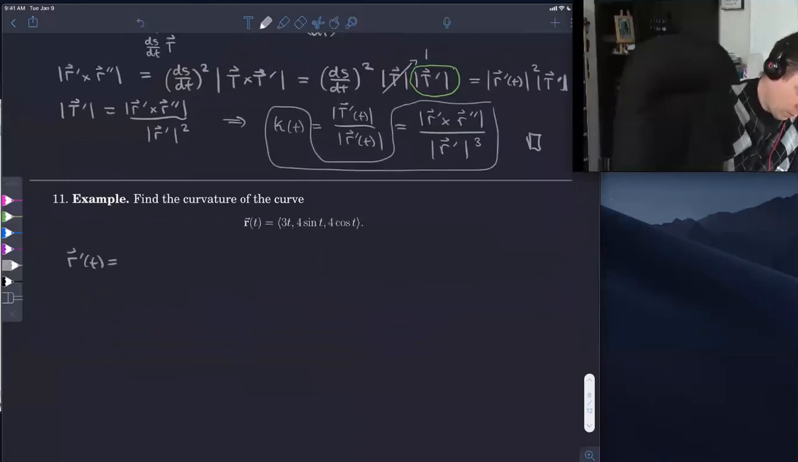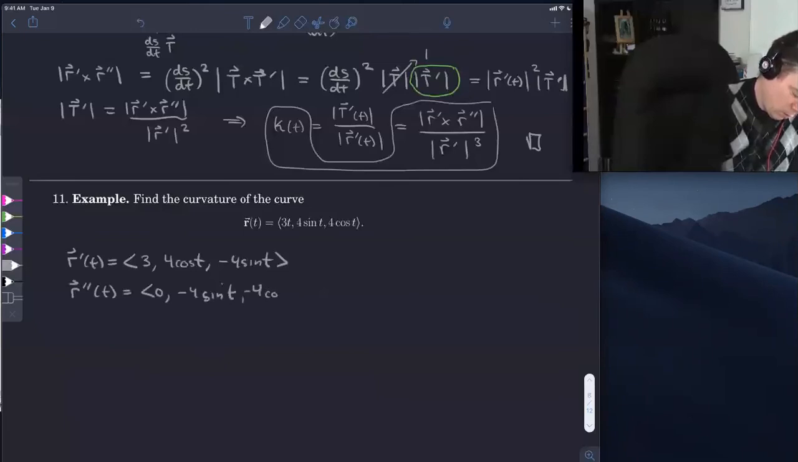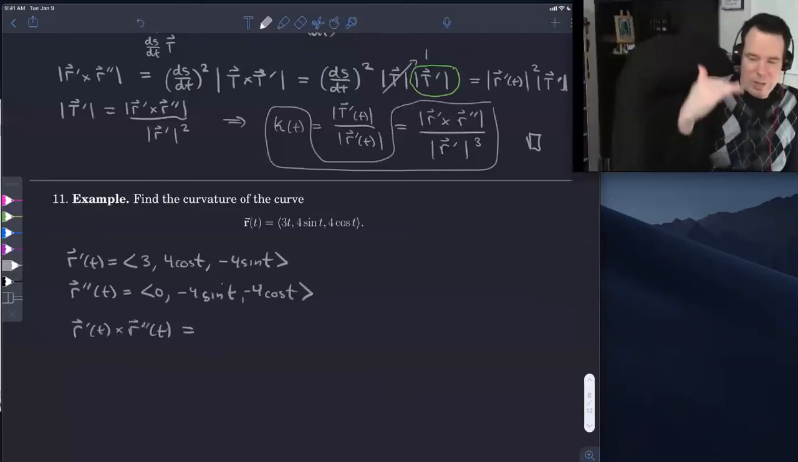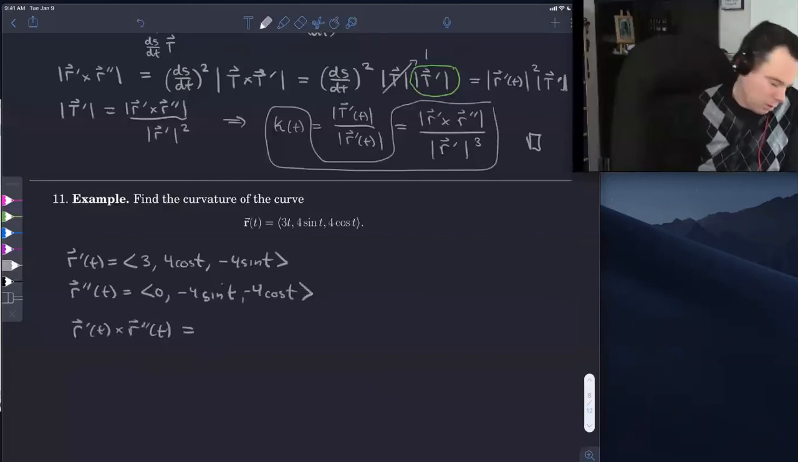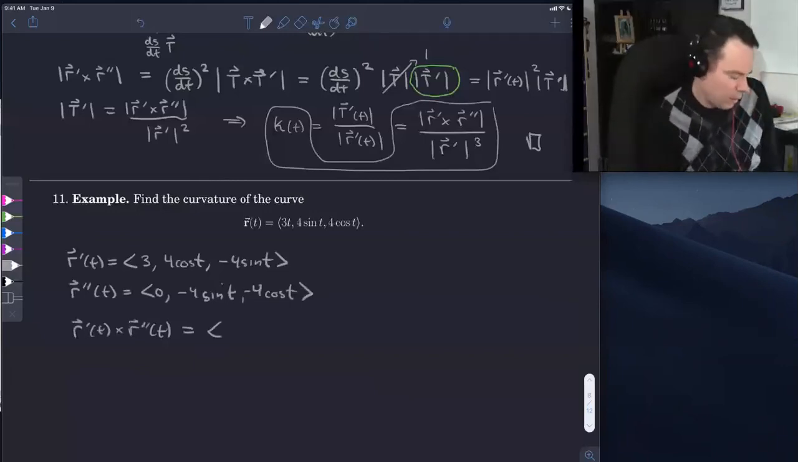This is r prime, which is 3, 4 cos t, negative 4 sine t. We need to know r double prime as well, which is 0, negative 4 sine t, negative 4 cos t. We need to know the cross product. Since I've written them stacked above each other, I can imagine the i hat, j hat, k hat and this sort of determinant going on here. So I can start to piece together the individual pieces.